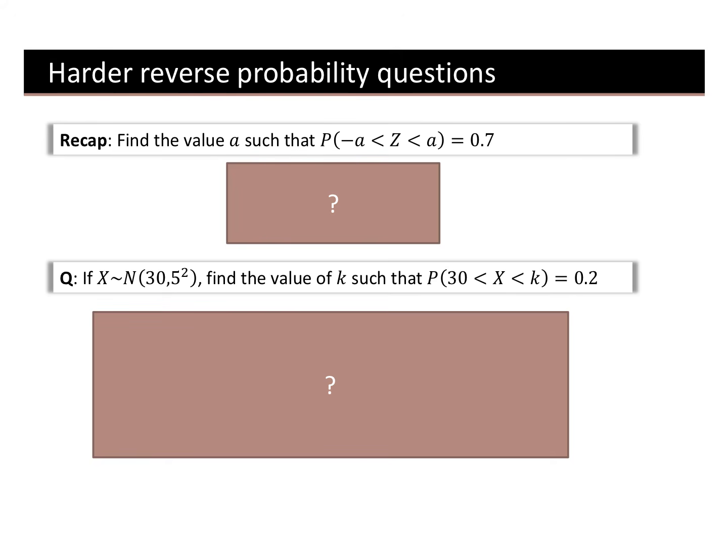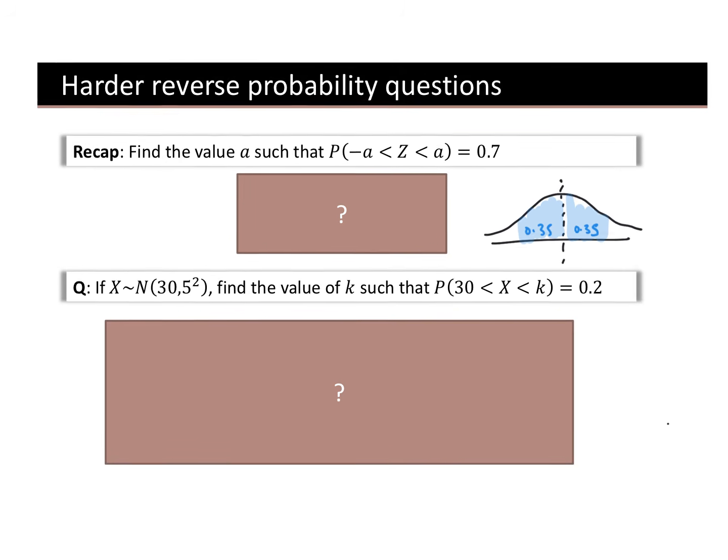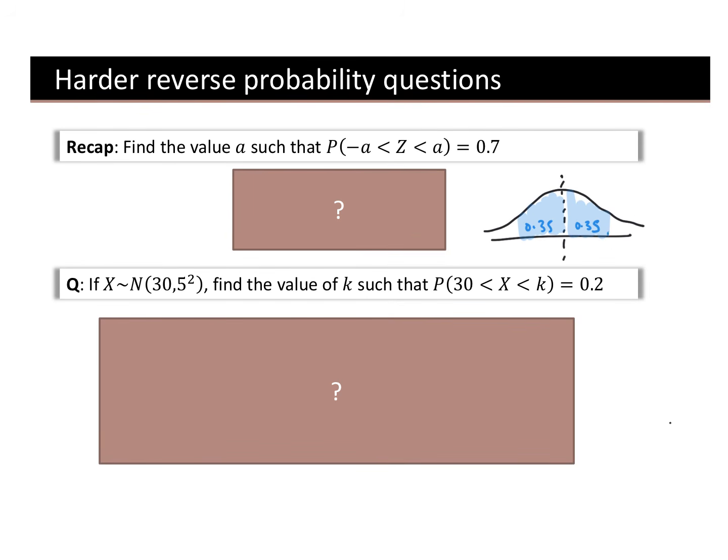Okay, moving on. Harder reverse probability questions. So, find the value of A such that the probability of negative A is less than Z is less than A. Step 1, draw a picture. Okay, this equals 0.7. So, if the area is 0.7, that means I've got 0.35 here and 0.35 here. Is everyone happy with that? It's 0.35, this is 0.35. So, we need to find the value of A here.